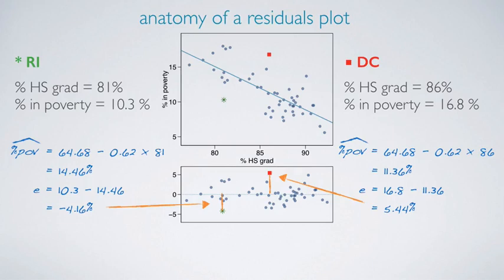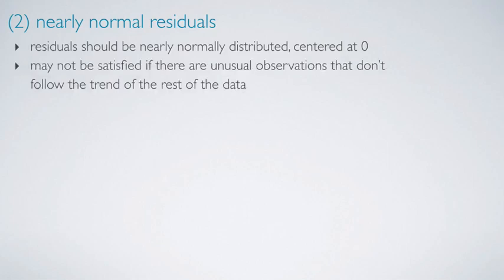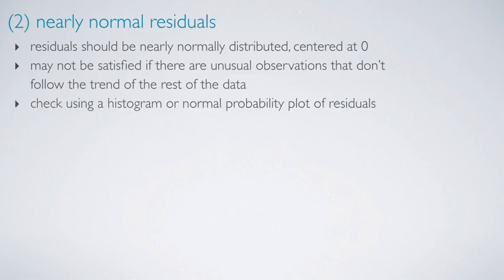So just like we look for a straight line in the scatter plot to check for the linearity condition, in the residuals plot, we look for a random scatter around 0. The next condition is nearly normal residuals, which says that residuals should be nearly normally distributed, centered at 0. This condition may not be satisfied if there are unusual observations that don't follow the trend of the rest of the data. And we can check this condition using a histogram or a normal probability plot of residuals.